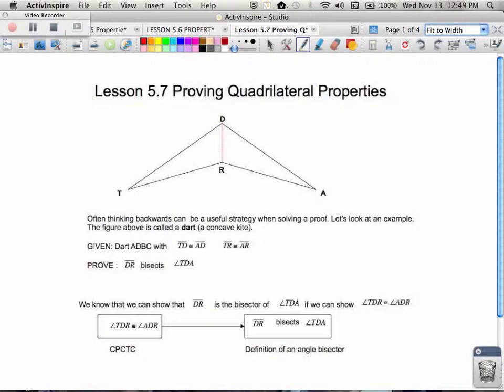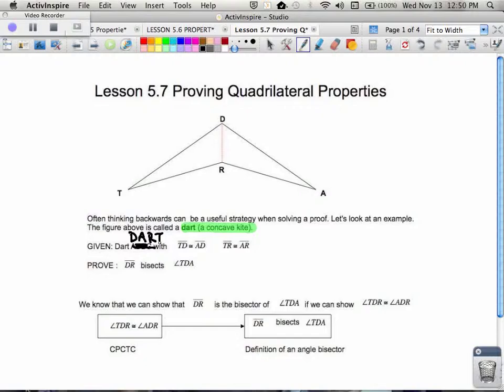This figure is called a dart, which means basically a concave kite. And in this concave kite, we're given some information. We're given that it is a dart called ADBC. I don't know why they called it ADBC. I guess I would call it DART. So let me just cross that off really quick. So this should be DART.